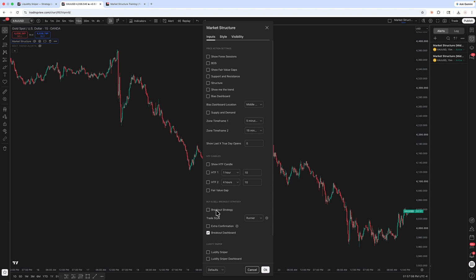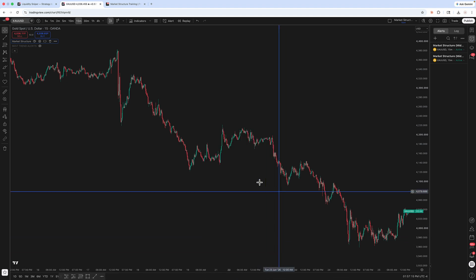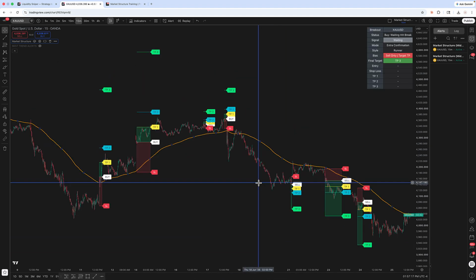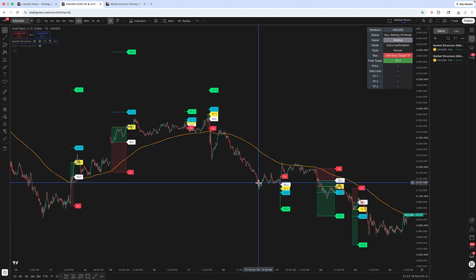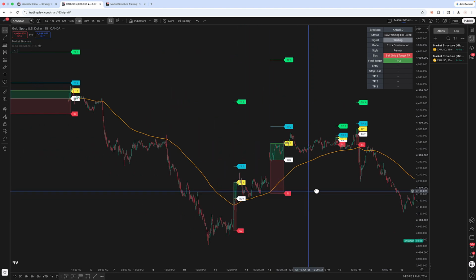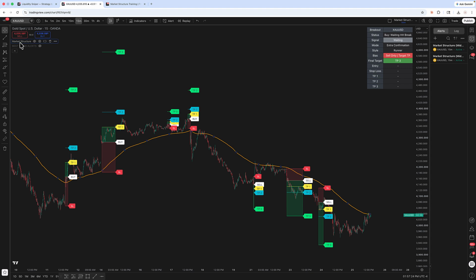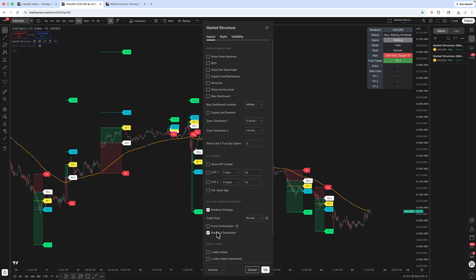I forgot to show you about the extra confirmation before I go into the Liquidity Sniper. The extra confirmation will make it even more strict on the trades. So it's going to be even less trades. If you're looking for even more strict trades, and you see it's way less trades now, then you can add that extra confirmation. So up to you. There's a lot of stuff that's built in.